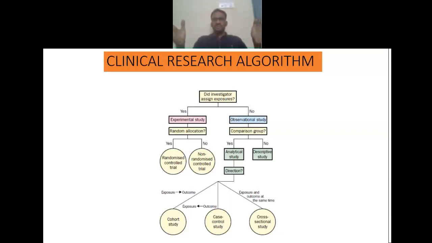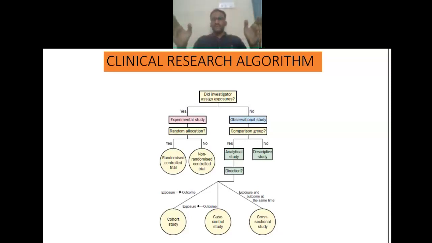There is some confusion about whether a study can be called an experimental study or an observational study. As physios, we used to think that if the therapy has to be there for 2 to 3 weeks, then only we consider it an experimental design. But for research purposes, if the investigator has assigned the exposures or has influenced anything, then it is an experimental study. It can be one time, 4 weeks, or 2 weeks.